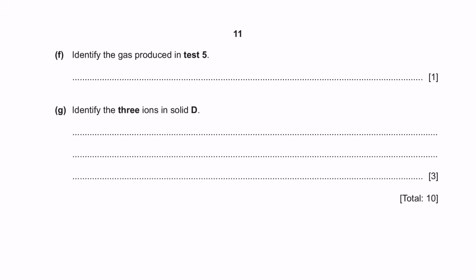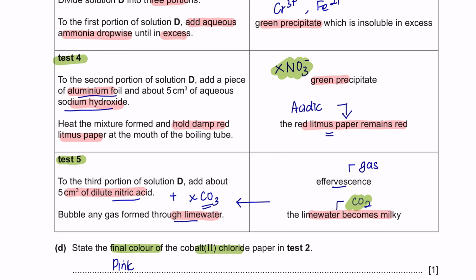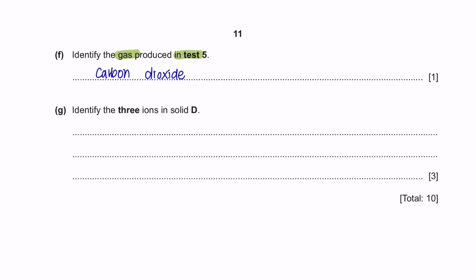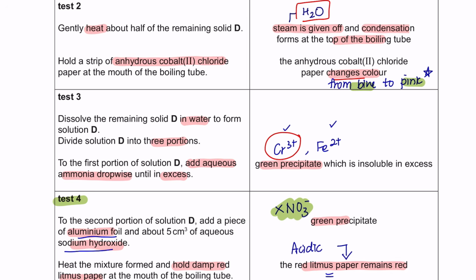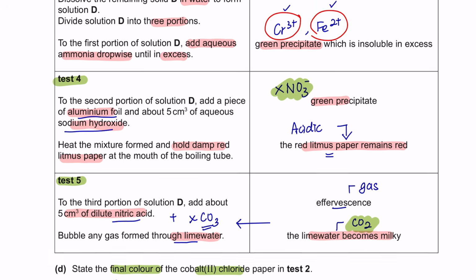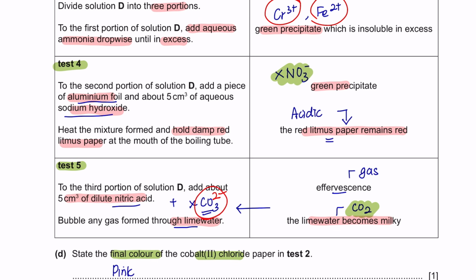Next, question F. Identify the gas produced in test 5. In test 5, we have identified that carbon dioxide gas is produced. Next, question G. Identify the 3 ions in solid D. So the 3 ions are sodium, either chromium or iron 2+, and we also have found out that there must be carbonate ion present because carbon dioxide was produced.